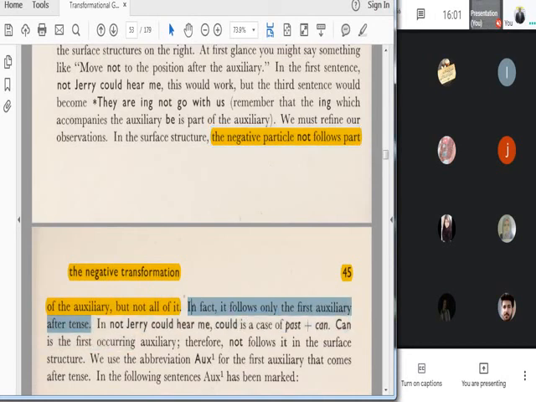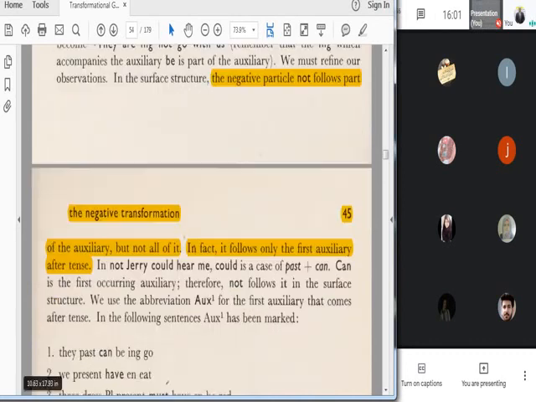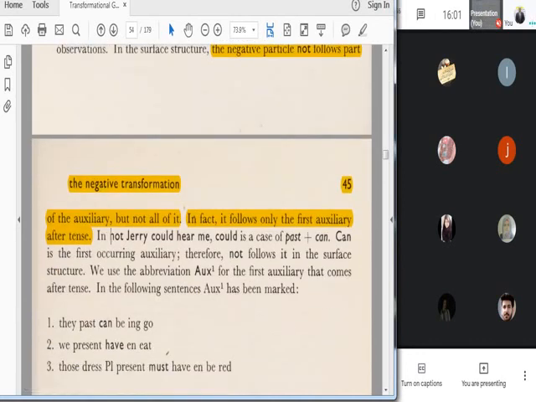So, what does it follow? It follows only the first auxiliary. In not Jerry could hear me, could is a case of past can. Can is the first occurring auxiliary. That's why we place not after it. We use the observation auxiliary 1 for the first auxiliary that comes.